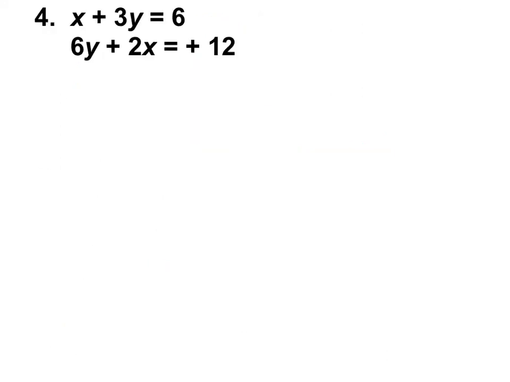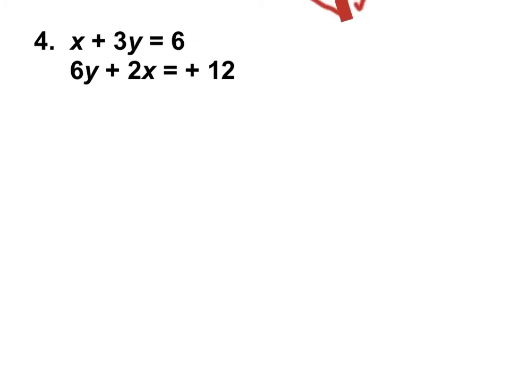Alright, number 4, same type of thing. We have to get one of the variables by itself. I would suggest that this top x would be the easiest to get by itself since it doesn't have a number by it. So I would want to subtract 3y from both sides of that. And so I have x equals, you can put this in whatever order you want, 6 minus 3y, or you could have put negative 3y plus 6.